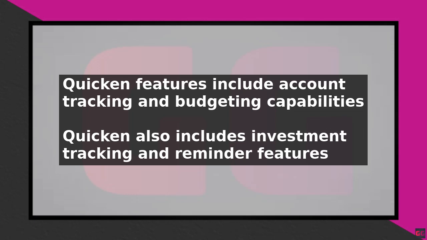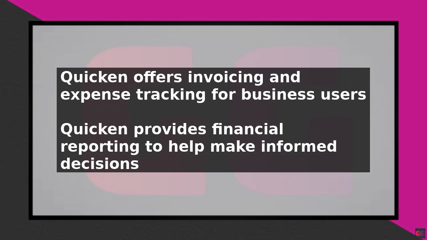Next, we'll explore the different features of Quicken, including account tracking, budgeting, and investment tracking. The account tracking feature allows you to monitor your income and expenses, categorize transactions, and set reminders for bill payments. The budgeting feature enables you to create a personalized budget, set financial goals, and track your progress.